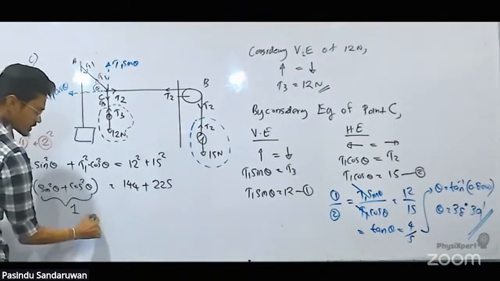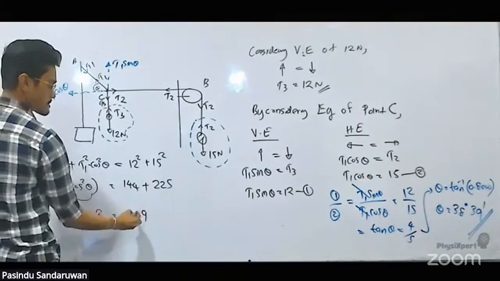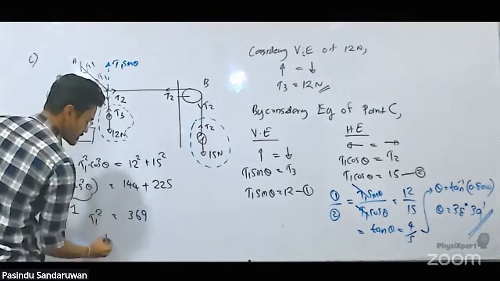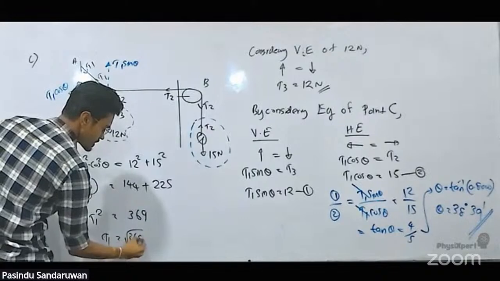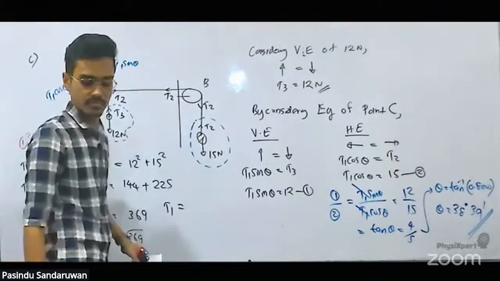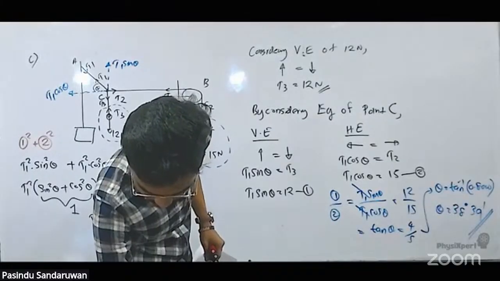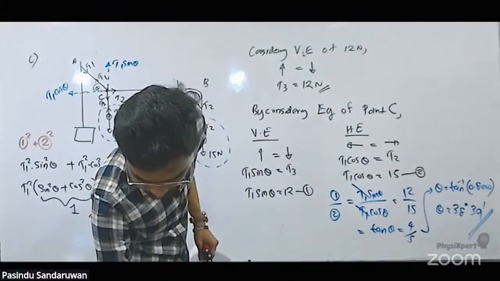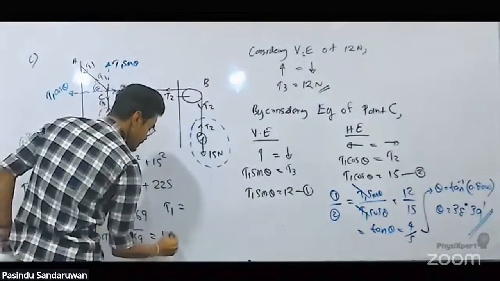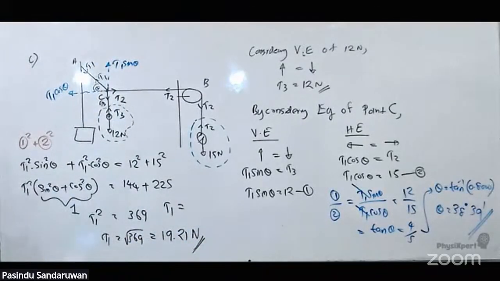Then T1 squared equals, what's the value here? 369. Then T1 equals root 369. 19.20, or even 19.21 is fine. So 19.21 newtons.